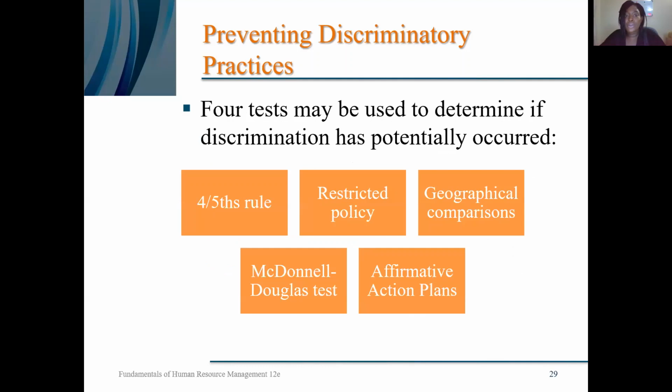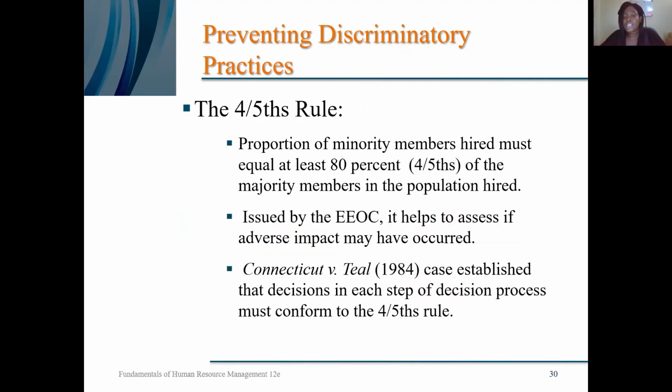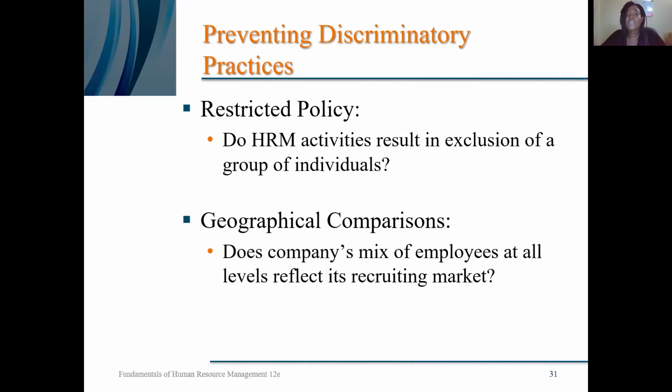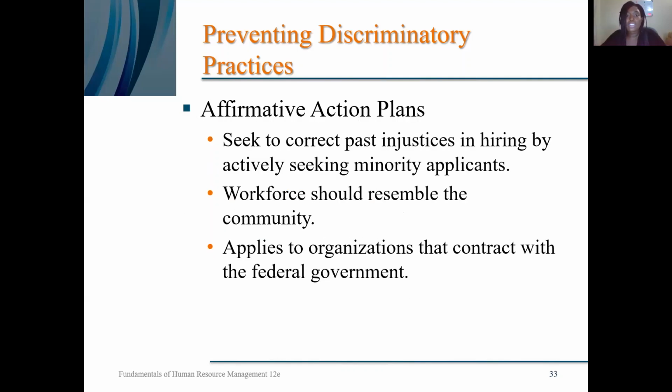Okay, so just to recap, we're using these 4 tests to determine if discrimination has occurred. So we have the 4/5 rule, the restricted policy, the geographical comparison, and the McDonnell-Douglas test. All right, so affirmative action.